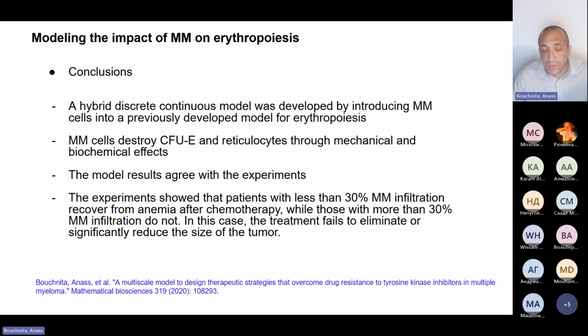An important result that was also observed in the experiments, but also in the simulations, is that when the treatment starts late, when there is a high number of multiple myeloma cells, then the chemotherapy does not eliminate all of the cells, and there is a relapse, which leads to the persistence of anemia. There is always this destruction of erythroblastic islands, and anemia basically persists.